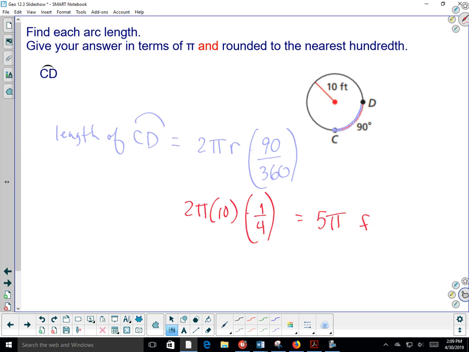Just feet. So if I was a little ant and I wanted to walk from point C to point D, I'd have to walk 5 times pi feet. What is that to the nearest hundredth? 15.71 feet. Are we okay with this? Questions on arc length? There's one more. Okay. Questions on this problem? I'm not done yet, so.